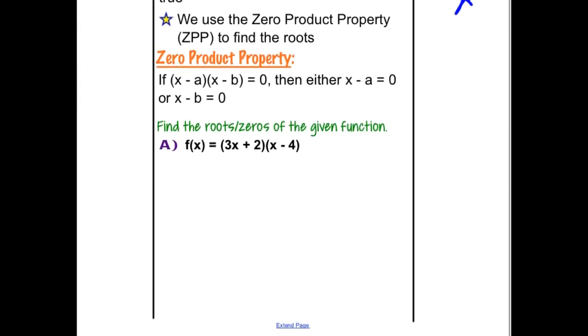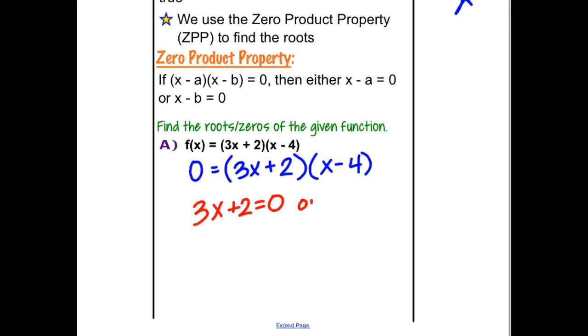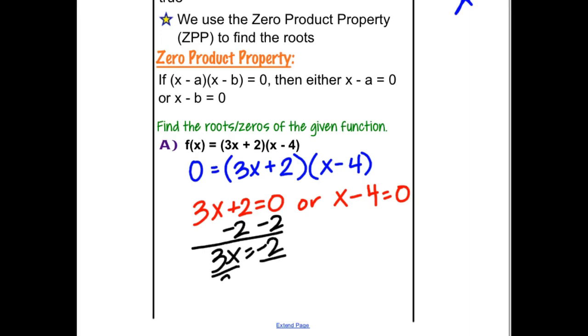We have f of x equal to 3x plus 2 times x minus 4. The first thing we want to do is change the f of x into 0, because we want to find your roots or zeros, which means I want to know what does x equal when y is 0. And simply that means by my zero product property that either 3x plus 2 equals 0 or x minus 4 equals 0. And then from here we just solve. So we subtract 2 and we get 3x equals negative 2, and then we divide by 3.